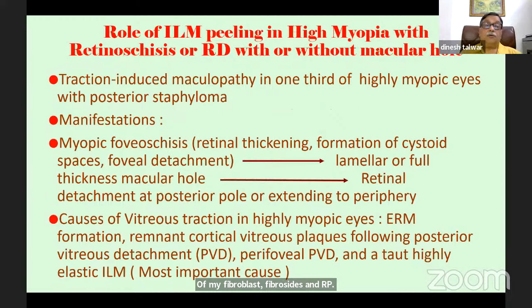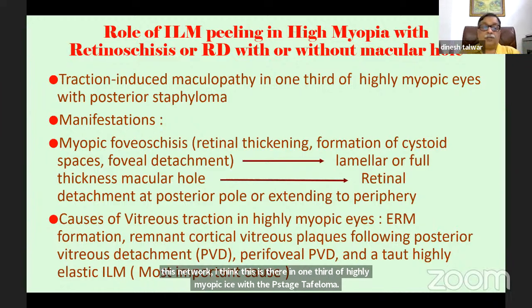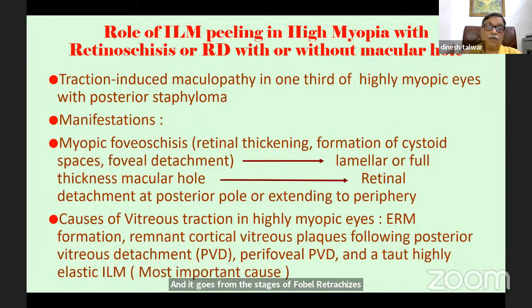Now, the important thing to remember is that traction-induced maculopathy is there in 1/3 of highly myopic eyes with a posterior staphyloma. And it goes from the stages of foveal retinoschisis to formation of a lamellar or full thickness hole to finally a retinal detachment in the posterior pole and then going into the periphery.